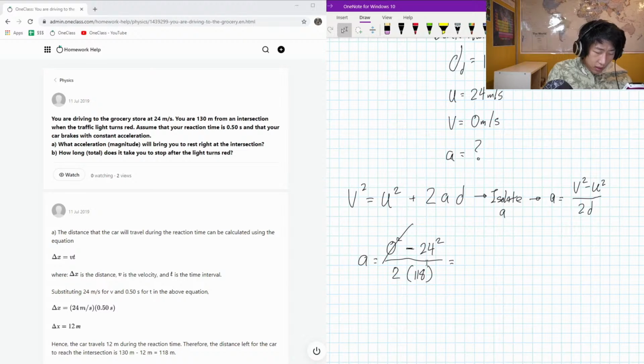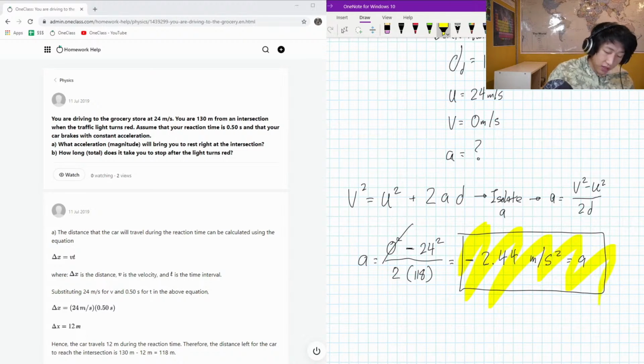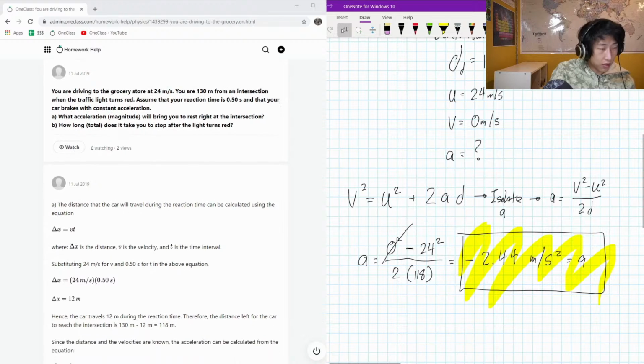So 24 squared. Keep in mind that negative is after the squaring happens. Divide by 2 times 118. My result for this is negative 2.44 meters per second squared. This is our acceleration. Put a box around it to make it feel important. Give it a highlight. And that's our acceleration. Beautiful. Did we come to a similar conclusion here?